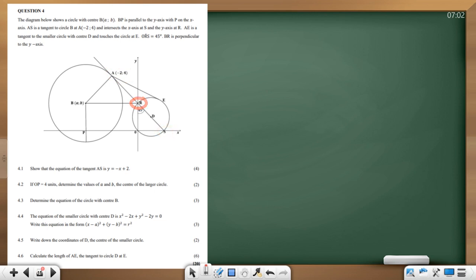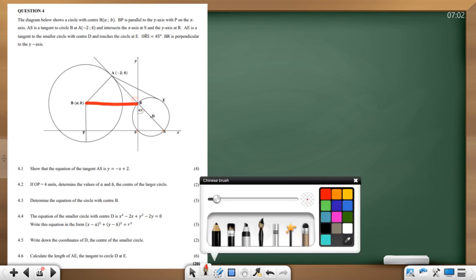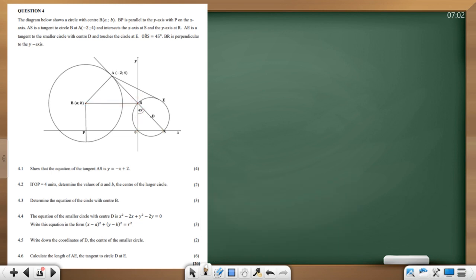AE is a tangent to the smaller circle, oh gosh. At DN touches the circle. ORS is 45, ORS is 45. BR is perpendicular. Oof, a lot of information. BR is perpendicular. Oh, lovely. Okay. Show that the equation of the tangent AS is y equals minus x plus 2. Okay, let's look at AS. We do have something peculiar there.